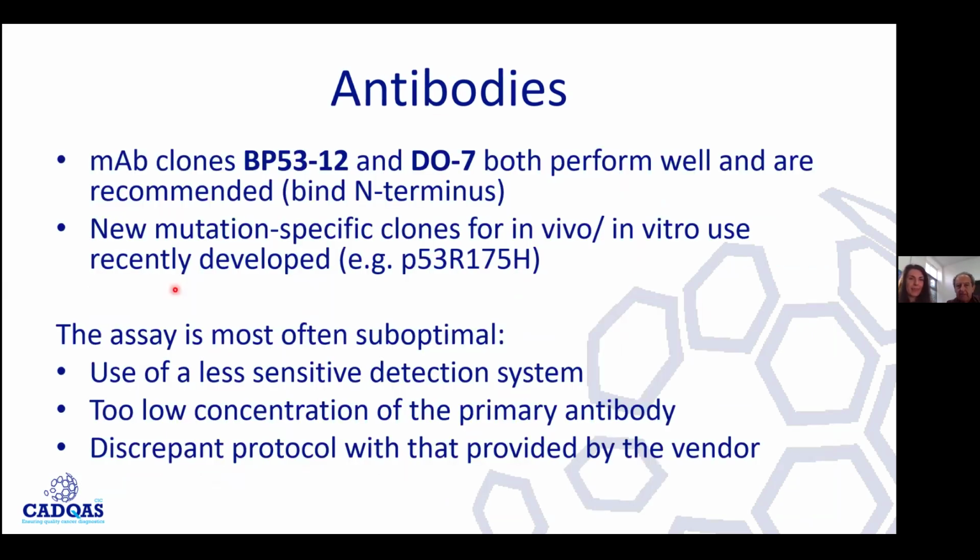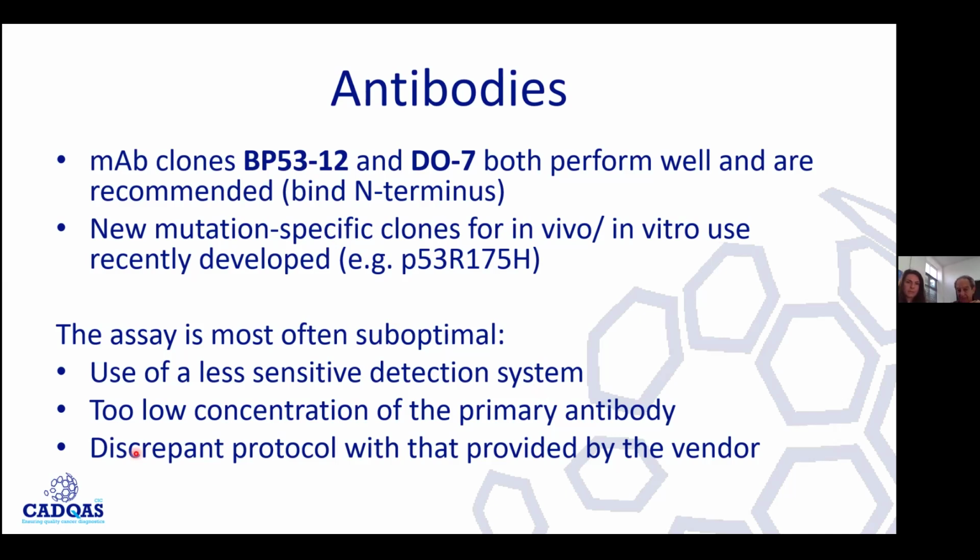Now the discussion about antibodies. There are these two clones that are recommended because they bind to this highly conserved N-terminus site, which recognizes human, mouse, all sorts of species, especially this one. But DO-7 is the one we actually use. And there are other antibodies that bind at the C-terminus site, and now they've developed even mutation-specific antibodies for P53. They use it in all sorts of things, not only immunohistochemistry, even imaging. So this is an important message. It depends what antibody you use.